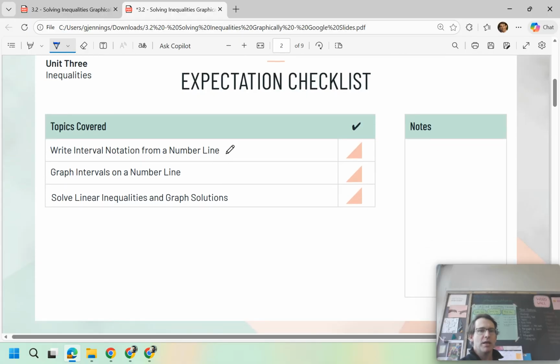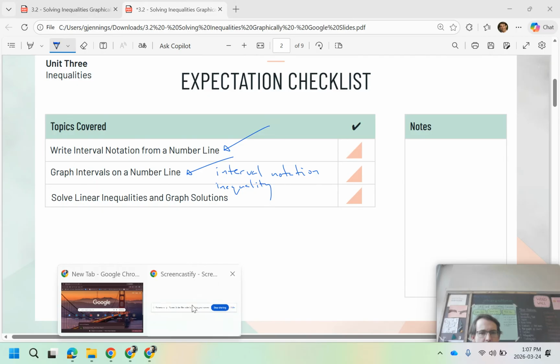We want to be able to write intervals from a number line. We want to be able to graph intervals on a number line. And also, here it should also say, use interval notation and inequality notation. So the two notation systems that we looked at yesterday. Okay, one moment.